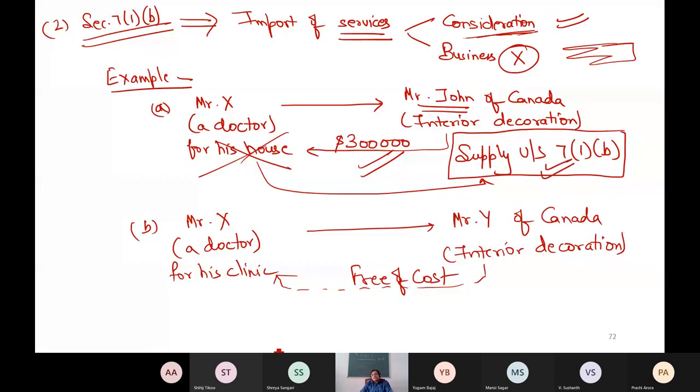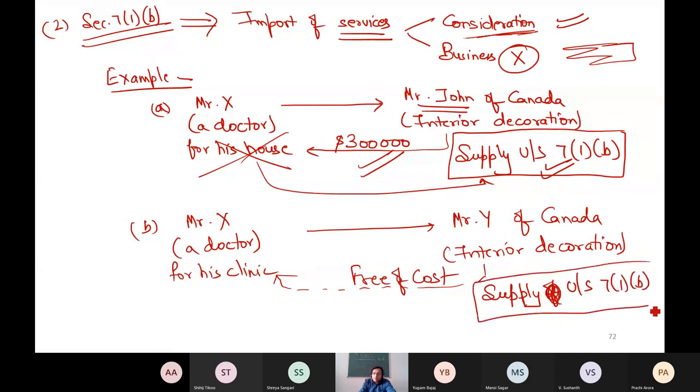Mr. X, a doctor, for his clinic has obtained some interior designing services from Mr. Y of Canada. It's an import of services, but will it be treated as a supply or not? Any answer? No, sir. No, because it is without any consideration. This is the only reason. It is not a supply because consideration is missing.